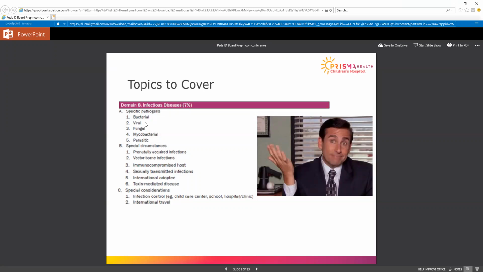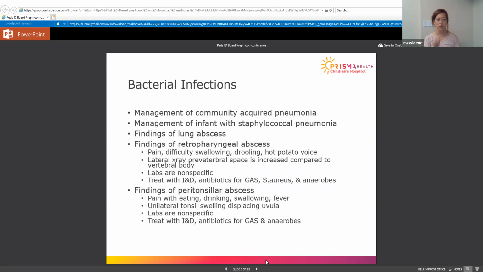Specific pathogens: bacterial, viral, fungal, mycobacterial, and parasitic. Special circumstances: perinatally acquired infections, vector-borne, immunocompromised, sexually transmitted infections, international adoption, toxin-mediated disease, and then infection control. Okay, bacterial infections management. These are some expounding on that outline I just gave y'all.